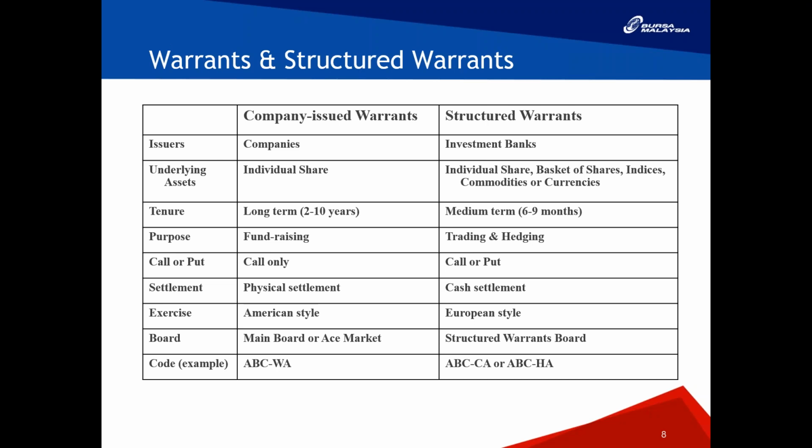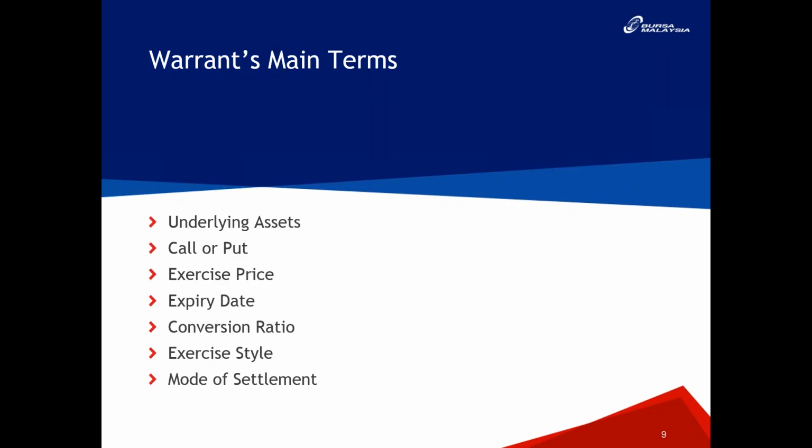And structured warrants are found in the structured warrants board. If you want to look for them, you go to Bursa Malaysia, you go to the structured warrants section, and they're all listed there. And how you can tell them apart from the normal warrant is that the suffix at the back for a call warrant will start with a C, and for a put warrant will start with an H.